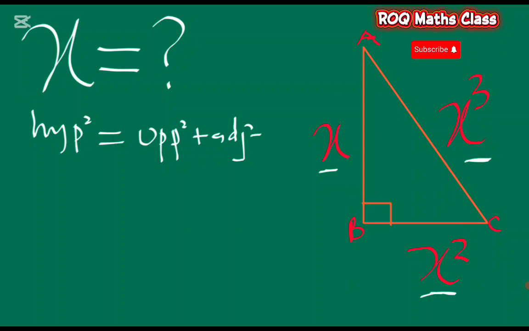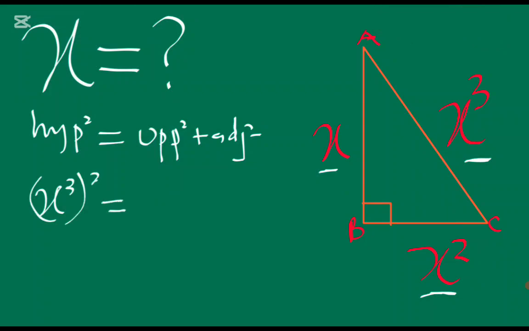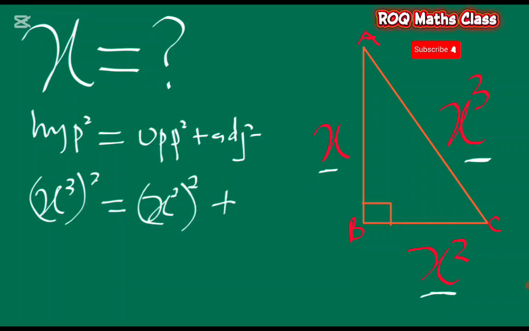So the hypotenuse side squared is equal to the opposite side. We consider the opposite side as what? x squared, then plus the adjacent side, which we consider to be what? x, and we square it.